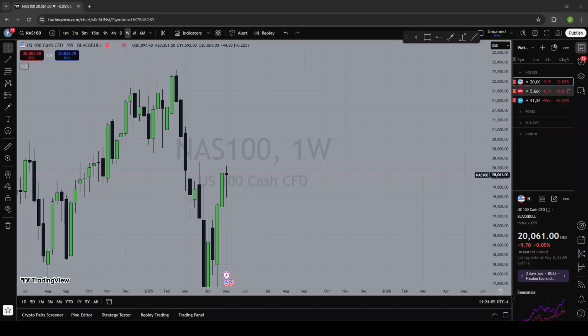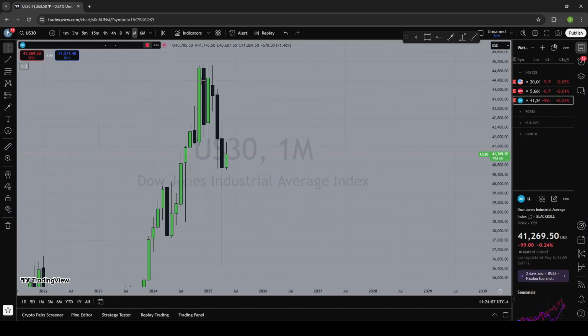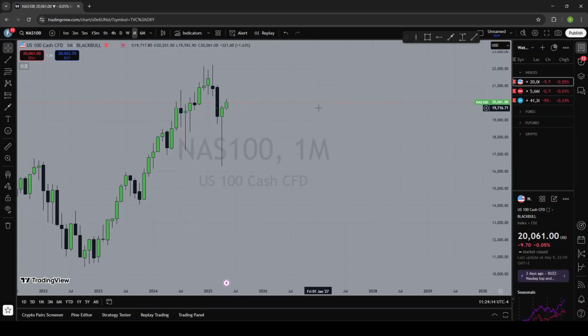All right, now Dow Jones. There's this monthly imbalance. I want to see a trade into it and then sell. And yeah, that's it.